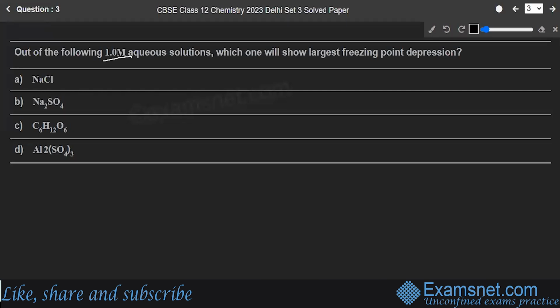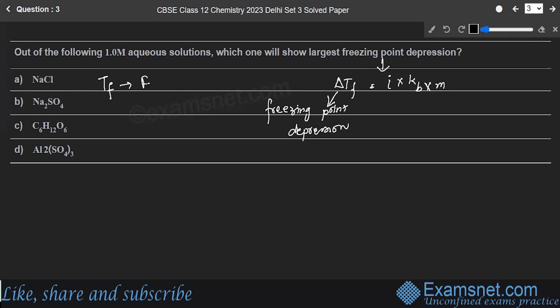Question number 3, out of the following 1M aqueous solutions, which one will show the largest freezing point depression? This depression is given by a formula which is delta Tf is equal to i into Kf into m. This is your freezing point depression. Tf is freezing point of the solution in degrees Celsius. i is the number of ions or ionization, or it is also van 't Hoff's factor.